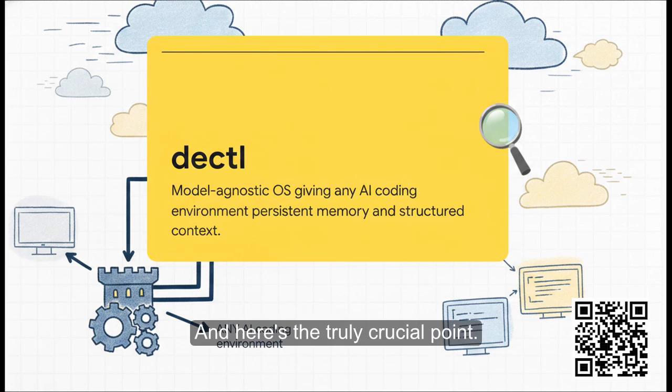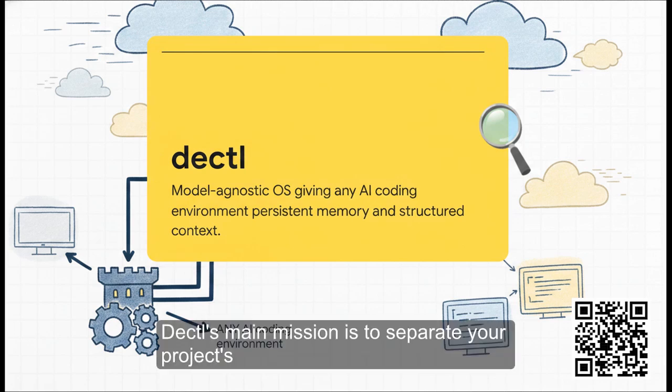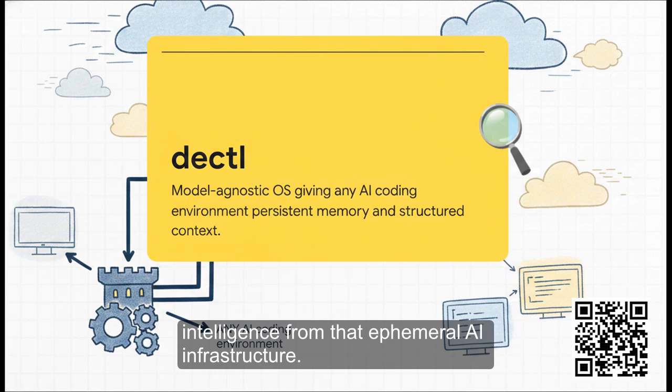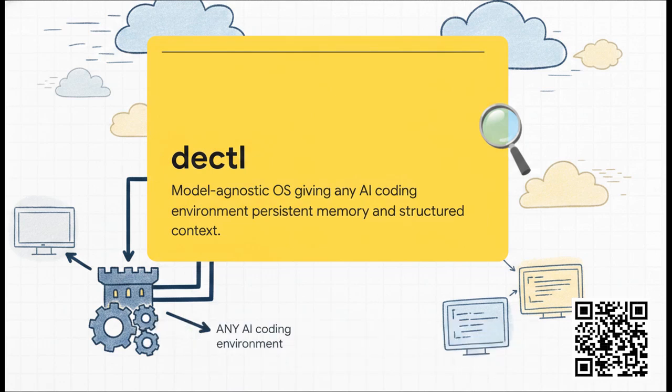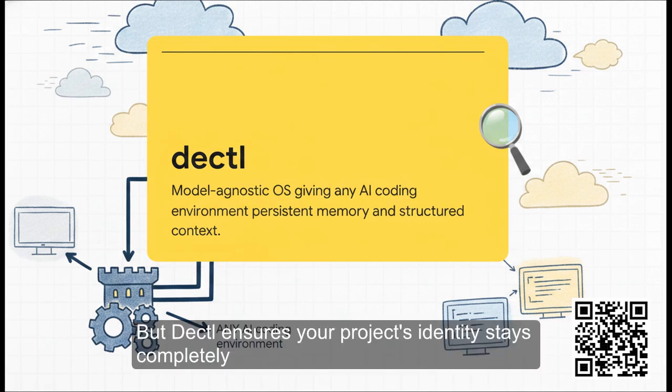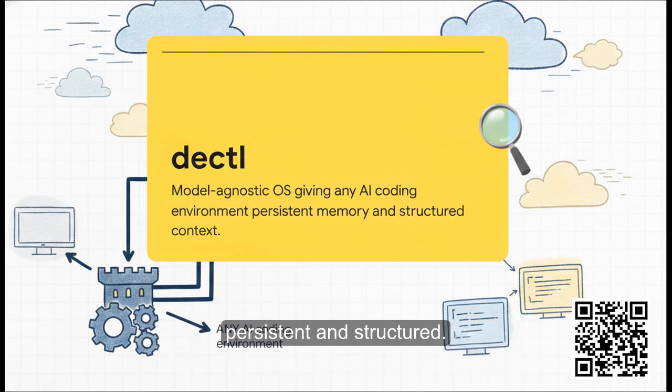And here is the truly crucial point. Dectl's main mission is to separate your project's intelligence from that ephemeral AI infrastructure. Think about it. AI models are temporary, right? They come and go, and their memory wipes totally clean. But Dectl ensures your project's identity stays completely persistent and structured.